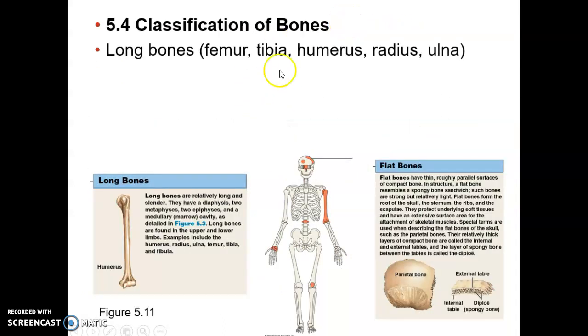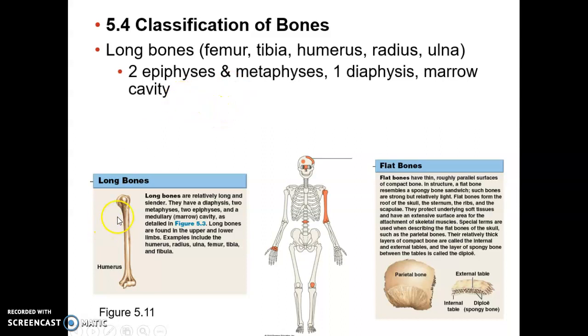Okay, classification of bones. Long bones are called long bones because they're longer than they are wide, like your femur, thigh bone, tibia, shin bone, humerus, upper arm bone, radius and ulna, your forearm bones, but also your digits and toes and your fibula are all considered long bones. They have 2 epiphyses, 2 metaphyses, and the diaphysis or the shaft, and a space in the center, the marrow cavity, as we've discussed in the basic bone anatomy.